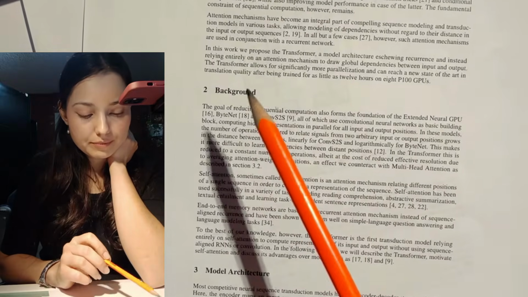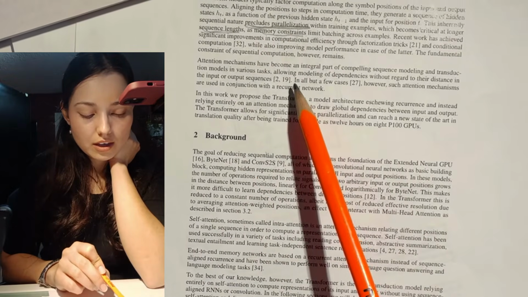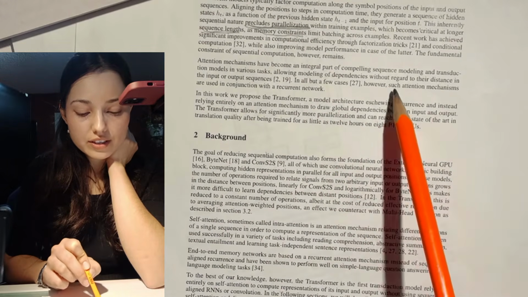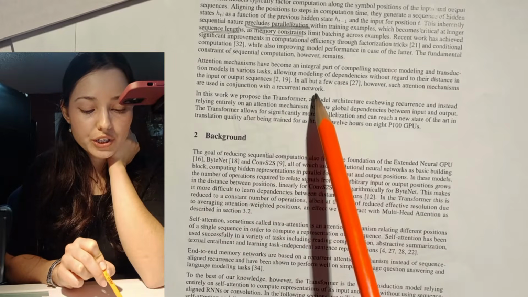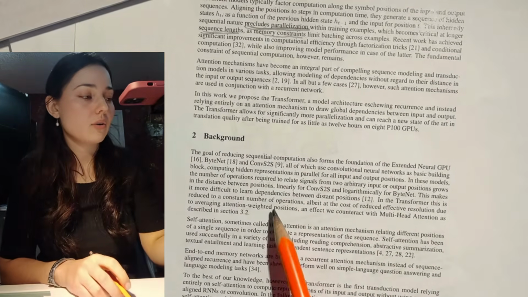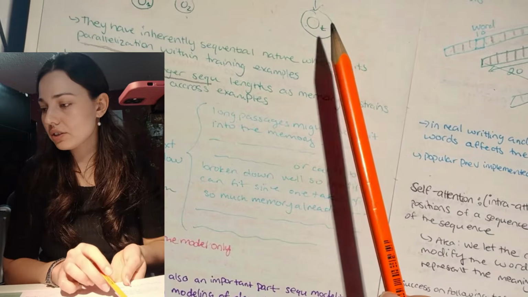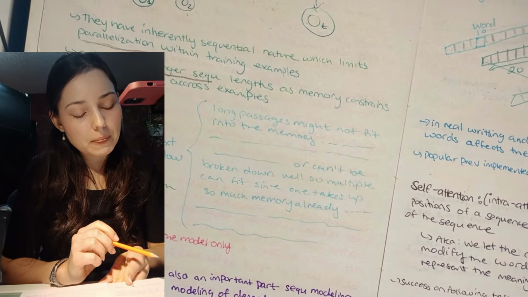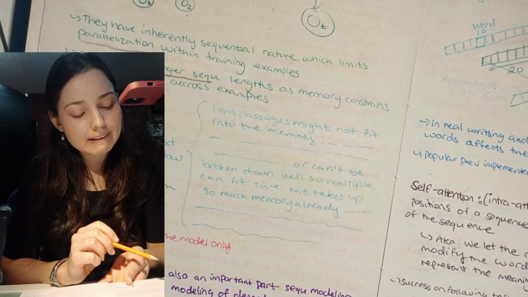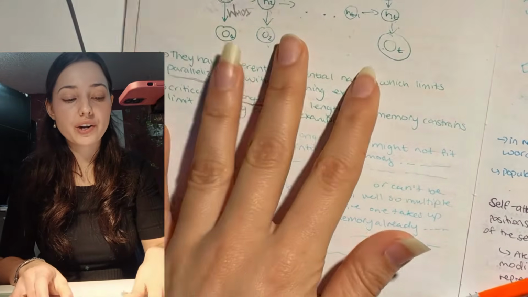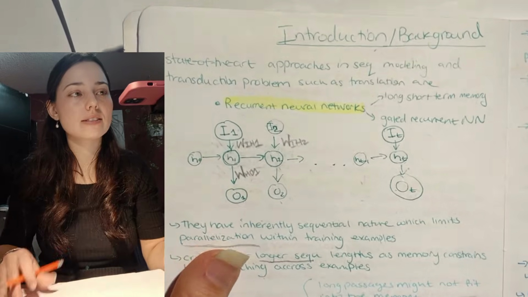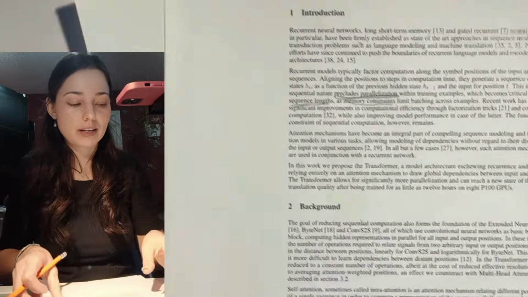So, where were we? In all but a few cases, however, such attention mechanisms are used in conjunction with recurrent networks. So sometimes attention is actually used in recurrent neural networks. How does that work again? What they're saying is that there have actually been recurrent neural networks that don't look like this. Instead, they have this attention mechanism.